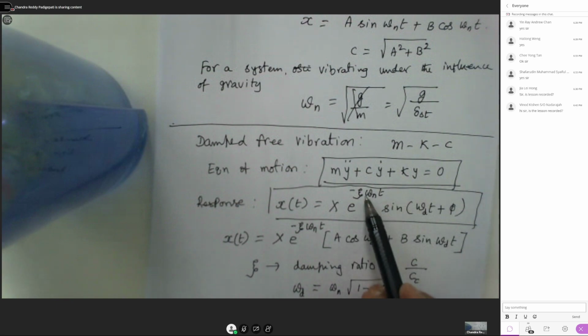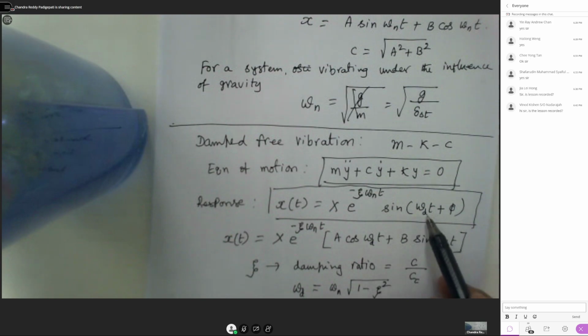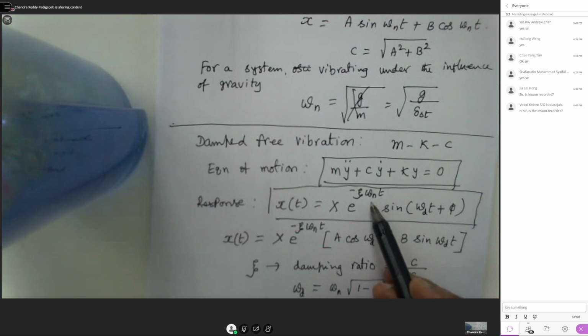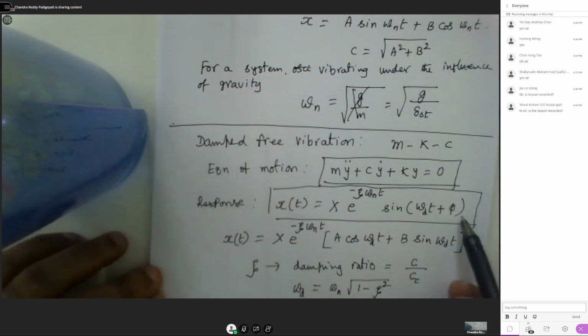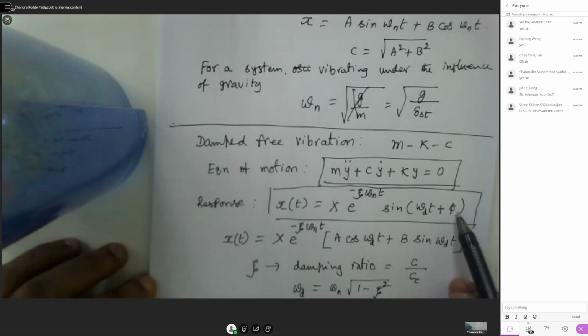Okay, then eta is the damping ratio, C over Cc. Omega n is the natural frequency. Omega d is the damped frequency, or we call it the damped natural frequency. So phi is the phase of the system.